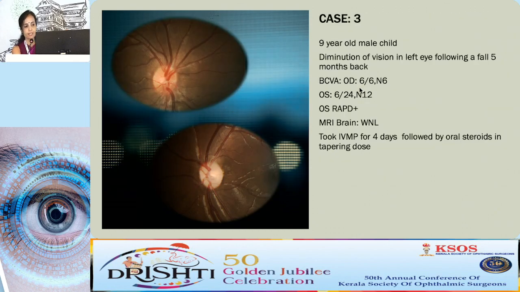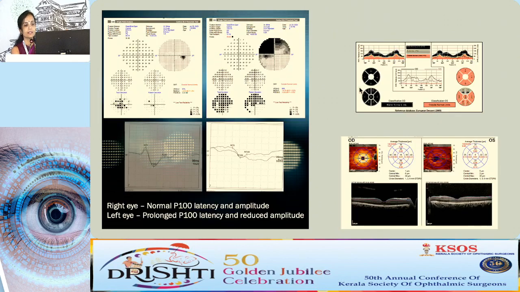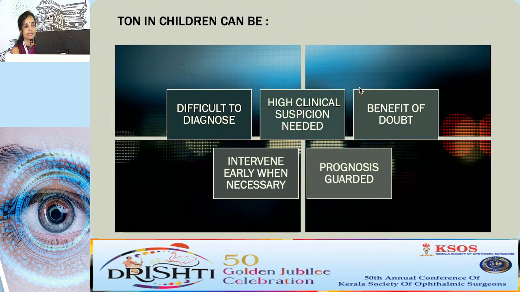Another patient who presented late, with a pale disc and a history of fall 5 months back. Can't do much now because the time is already lost. So it's difficult to diagnose; it needs a high index of clinical suspicion. Give them the benefit of the doubt, intervene early, and prognosis usually is guarded if you don't suspect it early.